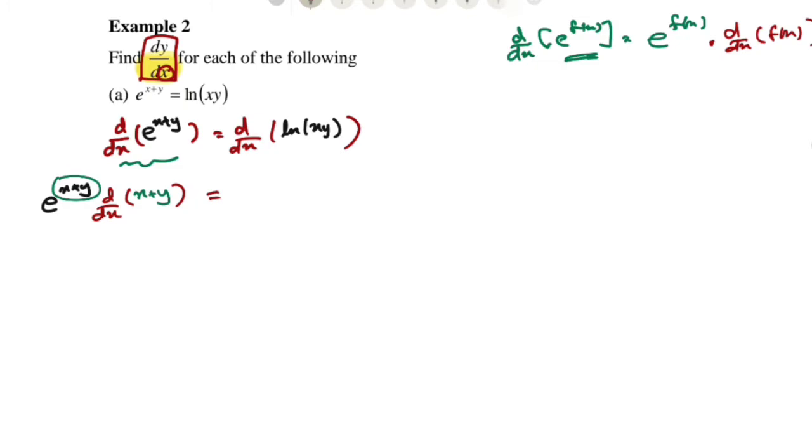Okay, next on the right side, this is just natural logarithmic function. Remember, to differentiate logarithmic function, the formula is 1 over the function.